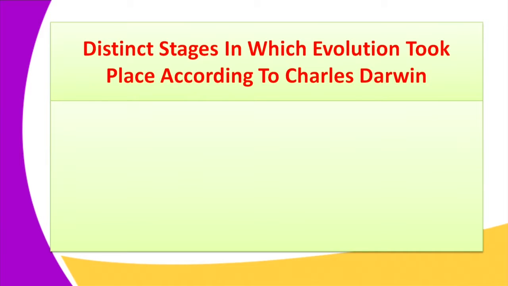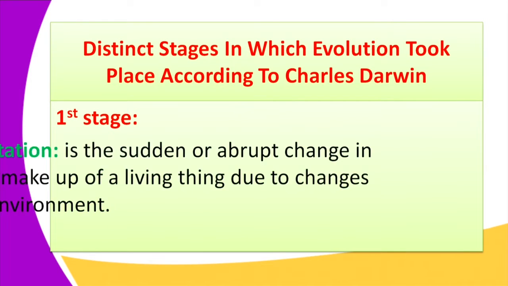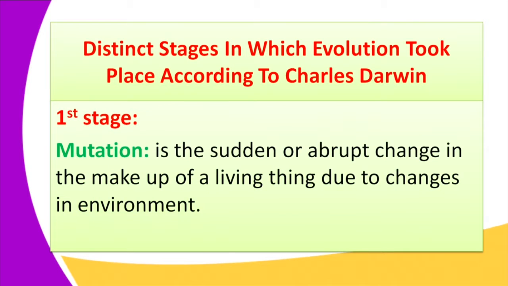So, looking at the distinct stages in which evolution took place, according to Charles Darwin, we are going to discuss the distinct stages or processes in which evolution took place according to Charles Darwin in his book, The Origin of Species. So, we start with the first stage. The first stage of evolution is known as mutation.